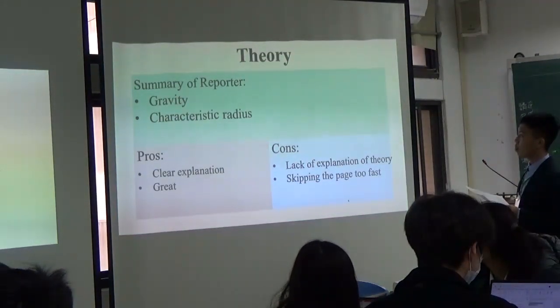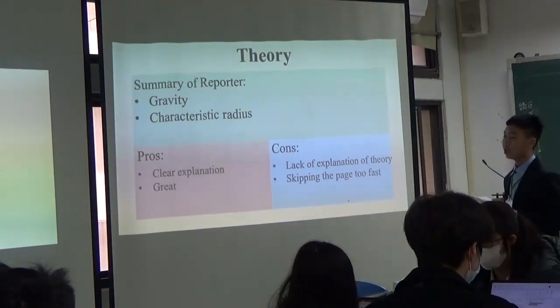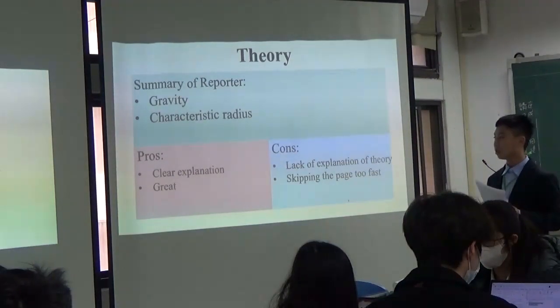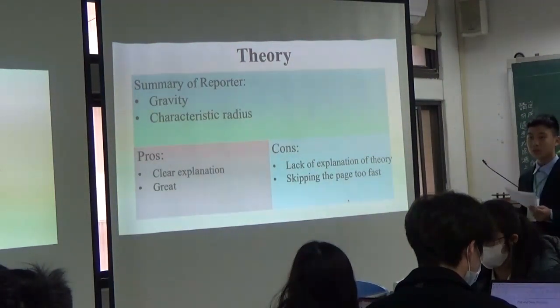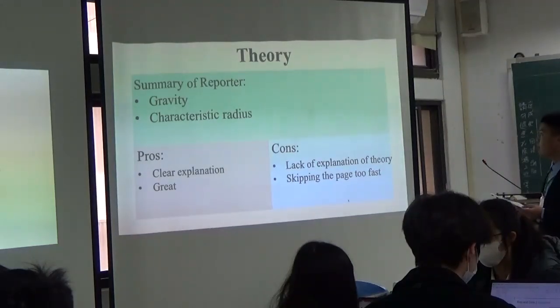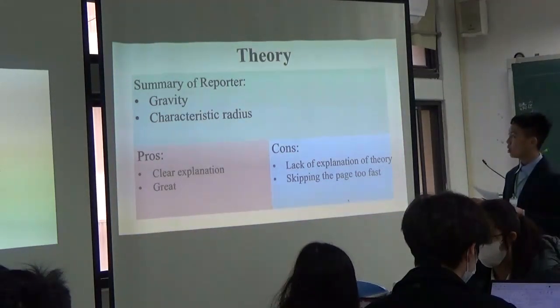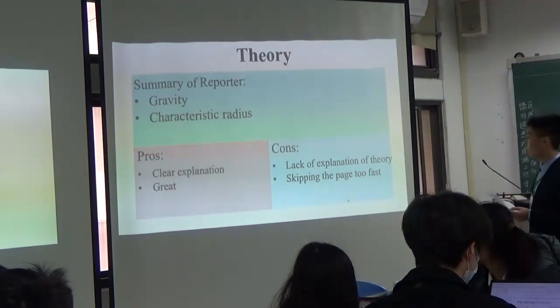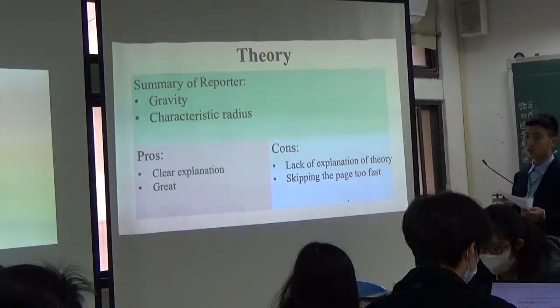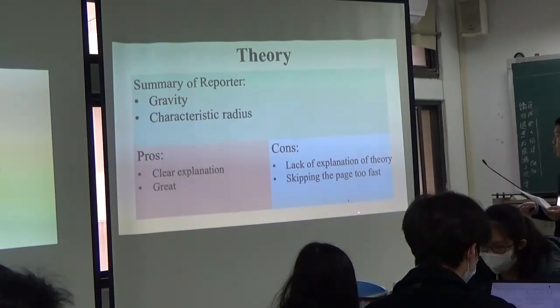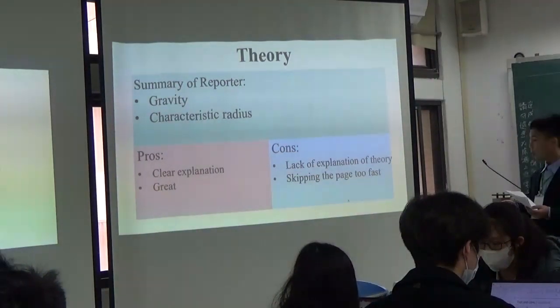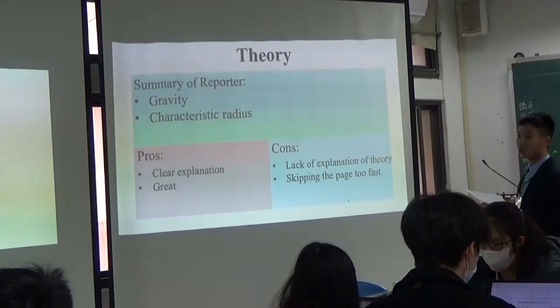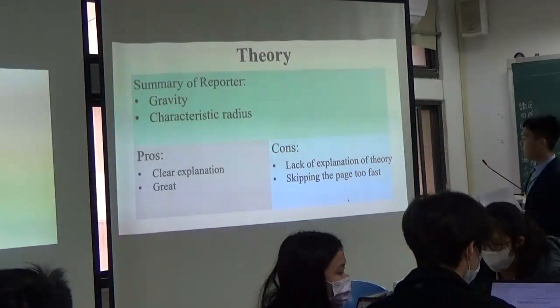Okay, in the theory part, the reporter just talks about gravity, which we think is a very good explanation of this theory, and they define a characteristic radius, which is also very good. But the reporter skipped the pages too fast, so we will ask you later. And there is a lack of background explanation of the theory.